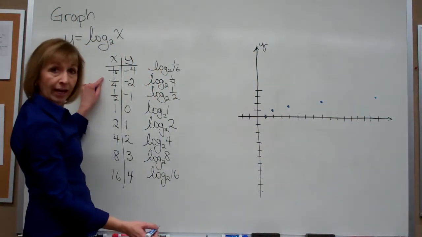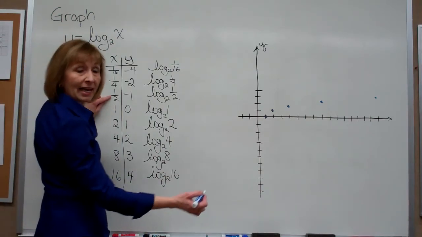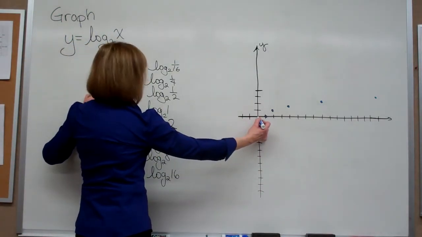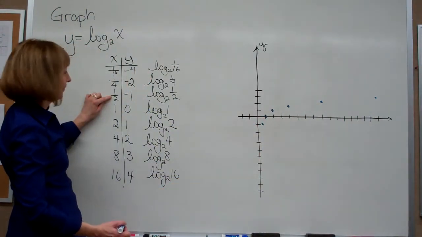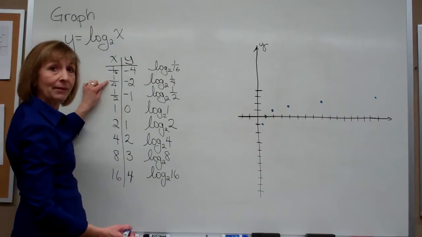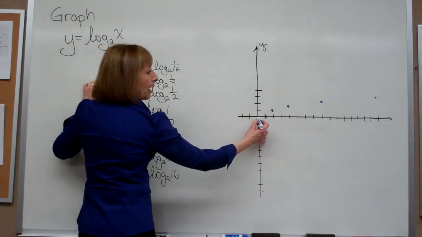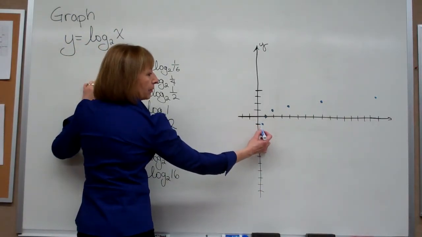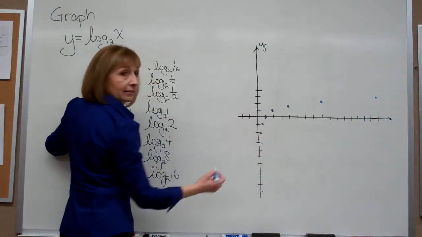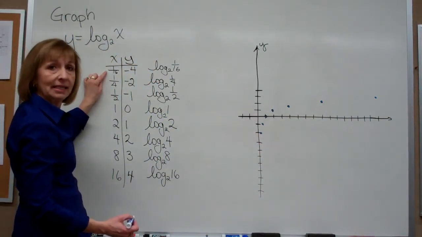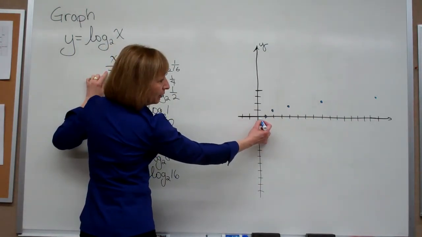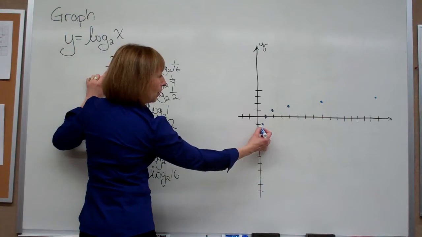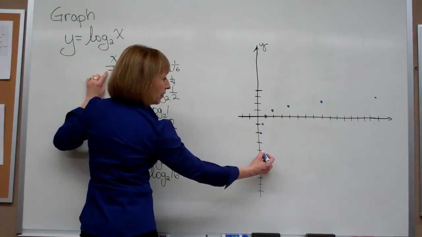Now these other fractional values: I have (1/2, -1), so I'm going to go right 1/2 and down 1 for that dot. (1/4, -2): I'm going to go right 1/4 and down 2 to draw this dot. And then (1/16, -4): right 1/16 is just a tiny little bit, and then down 1, 2, 3, 4 to draw that dot.